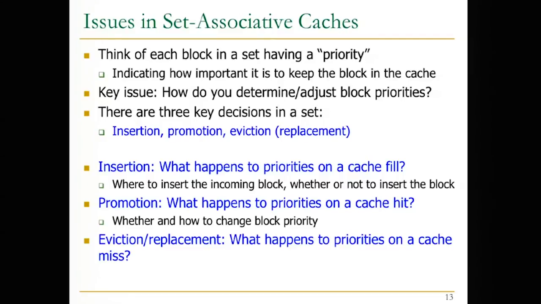And the last thing is eviction or replacement. What happens to priorities on a cache miss? So which block do you evict? So this happens basically when you don't have enough space in the cache and you're trying to bring a block. So which block do you evict? And how do you adjust the remaining priorities if you evict at all? So insertion and eviction actually are coupled in a sense, but they're really different decisions.